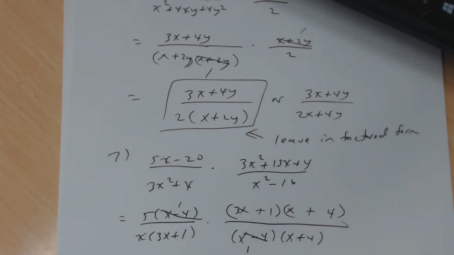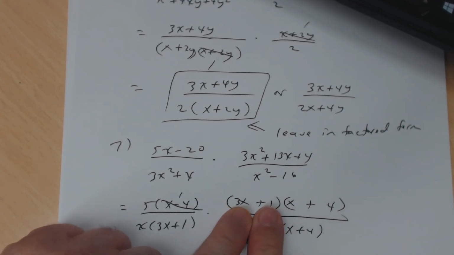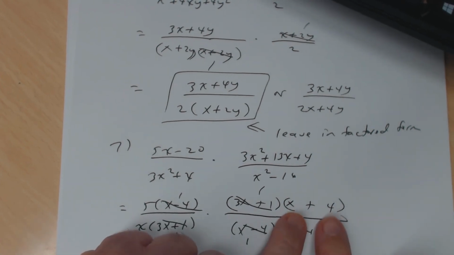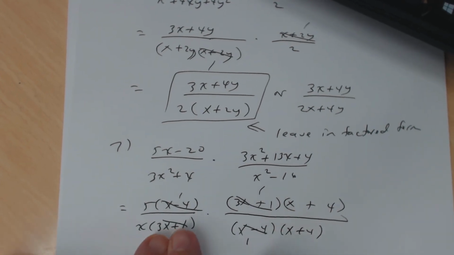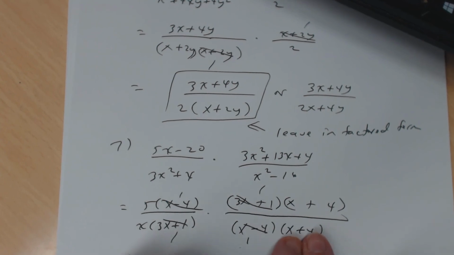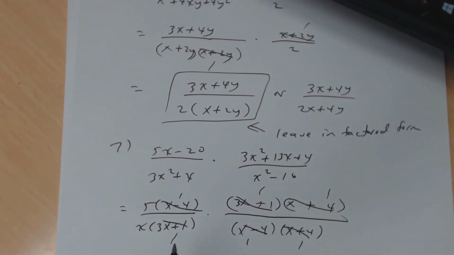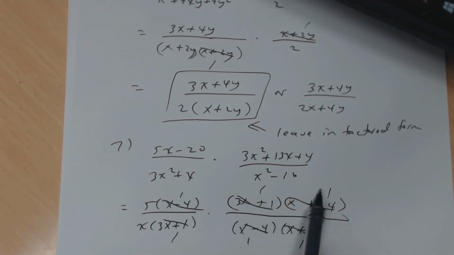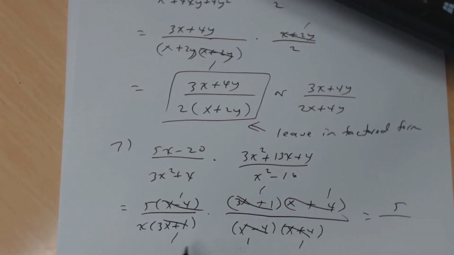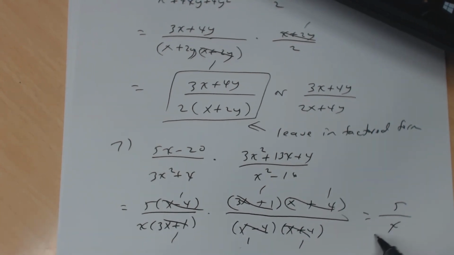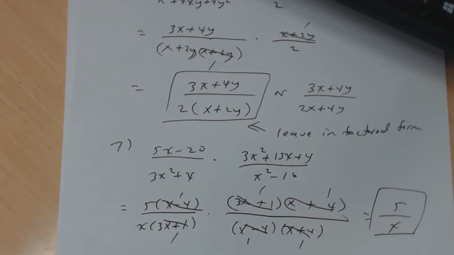Put ones there. My next factor is a 3x plus 1. Do you see a 3x plus 1 occurring as a factor down there? The answer is yes, it's right here. So divide those out. My next factor is an x plus 4. Do you see an x plus 4 occurring as a factor in the denominator? The answer is yes, it's right here. And that's all you can do. So the answer is going to be 5 times 1 times 1 times 1 is 5 over x times 1 times 1 times 1 is x. So the answer is 5 over x.